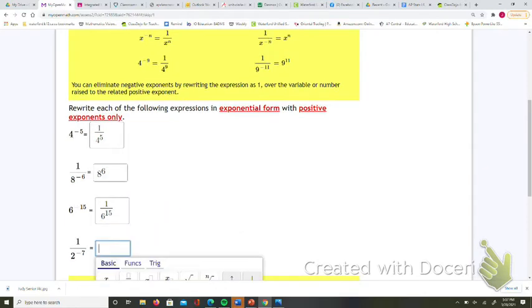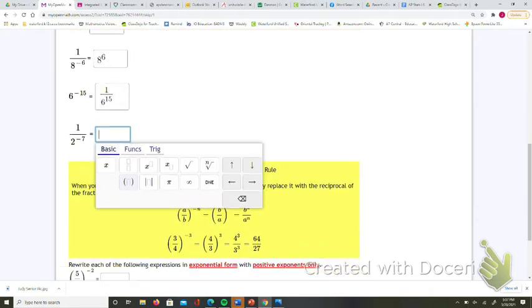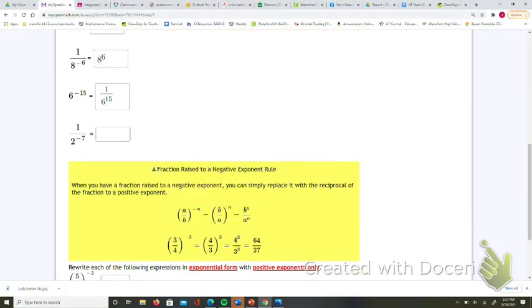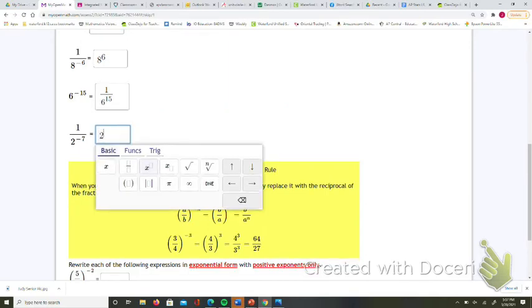And then we have 1 over 2 to the negative 7. Okay, 1 over 2 to the negative 7 becomes 2 to the 7th over 1. Well, we don't need the 1 on the bottom, right? Because 2 to the 7th over 1 is the same as 2 to the 7th. Remember that when it's over 1, it's divided by 1. 2 to the 7th divided by 1 is 2 to the 7th. So 2 to the 7th.